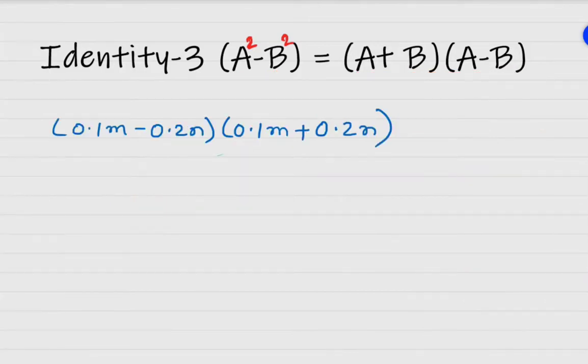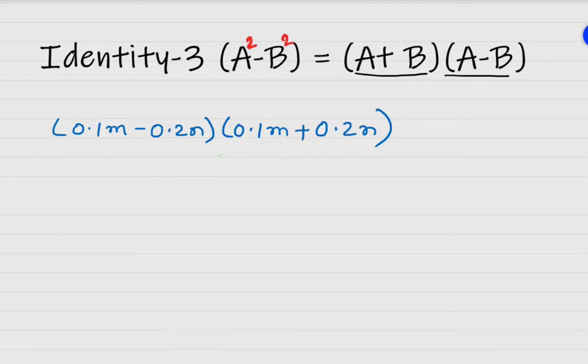See how we can use this identity, that is identity 3, a square minus b square is equal to a plus b into a minus b, to solve the sums given in our worksheet. For example, I have taken this one worksheet. From worksheet 3 I have taken this question: 0.1m minus 0.2n multiplied by 0.1m plus 0.2n. Okay, now if you nicely see this, you'll come to know that this is in the form of a plus b into a minus b.